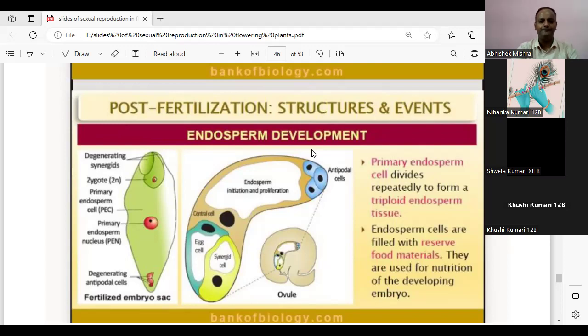Can anyone recall what is endosperm? Anyone? Just raise your hand so that I can unmute you. Before telling the endosperm, can anyone recall what happened during double fertilization? Shweta, unmute yourself.